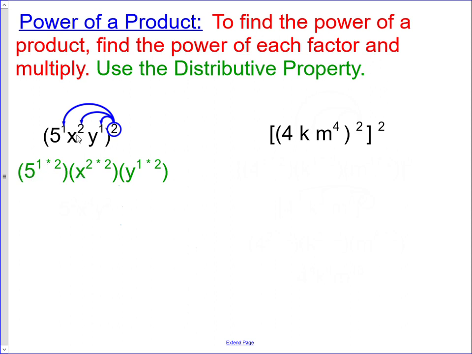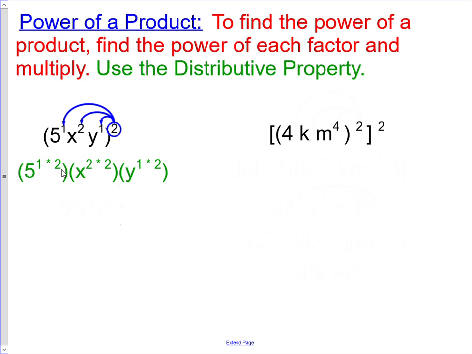This would be x to the second power raised to the second, which would be x to the 2 times 2. Here we have y to the first power raised to the second power, which would be y to the 1 times 2 power. Now it's just a matter of multiplying our exponents and putting it back together.